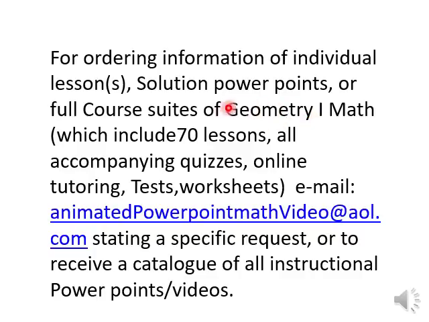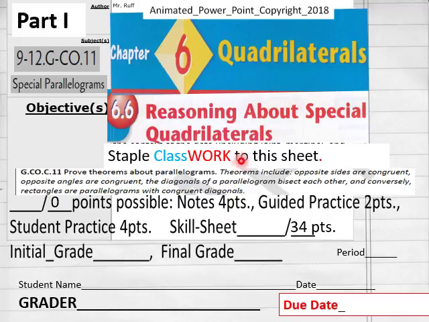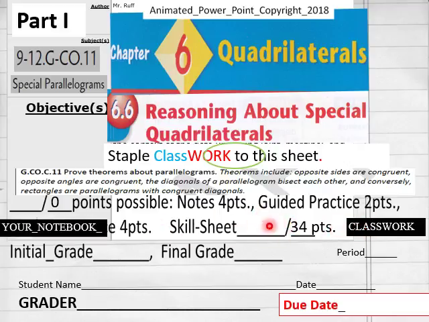Everybody, getting ready to do lesson 6.6, Geometry 1, Part 1. It's reasoning about special quadrilaterals, Part 1. Here is your standard. Here is the description of your standard. You've got a 34-point skill sheet here for your classwork.